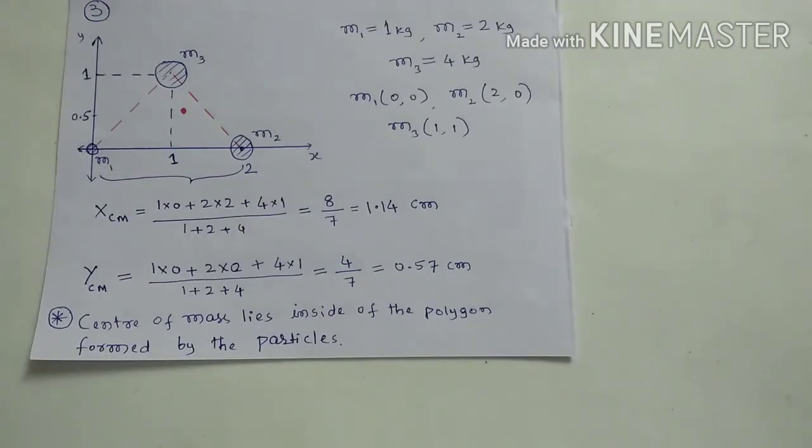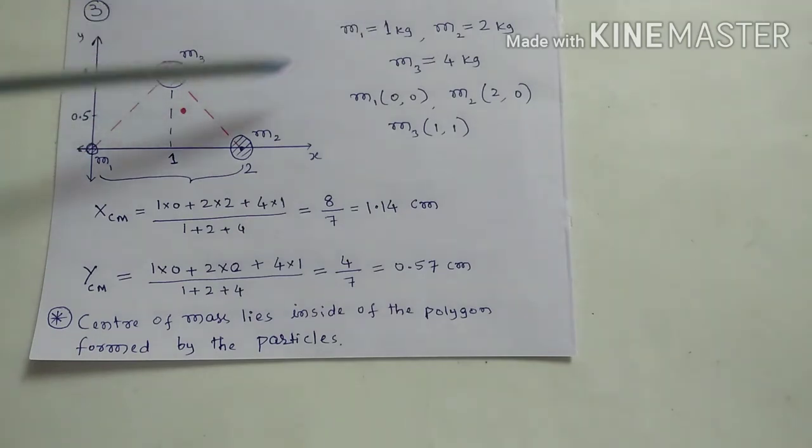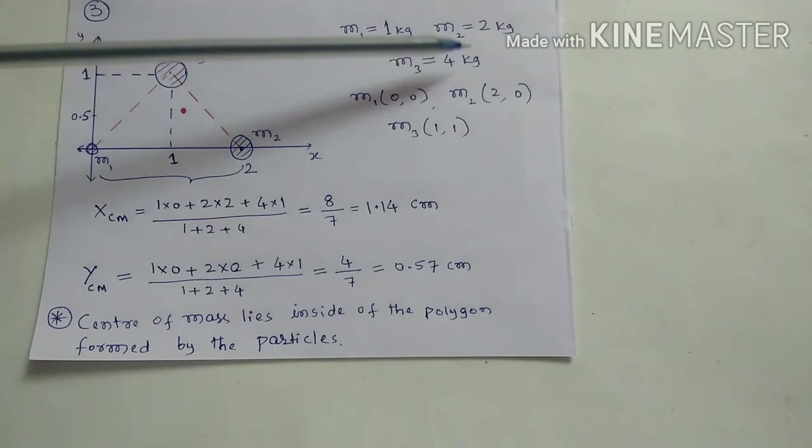This is example 3. This is also very easy. First I am choosing a coordinate system, x-axis, y-axis. Here I am taking 3 particles, M1, M2 and M3. So they are distributed like this. Here the system is 3 particles, M1, M2, M3. Okay. M1 is at the origin. M2 is at a distance of 2 cm from the origin. M3 is like this, X coordinate 1 cm, Y coordinate 1 cm. So M1 is 1 kg, M2 is 2 kg, and M3 is 4 kg, given.